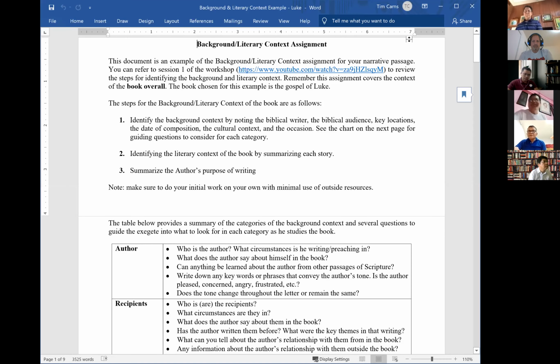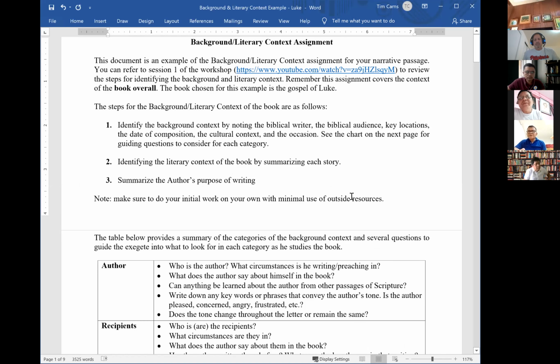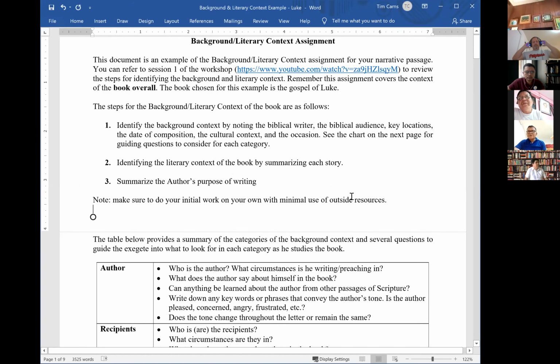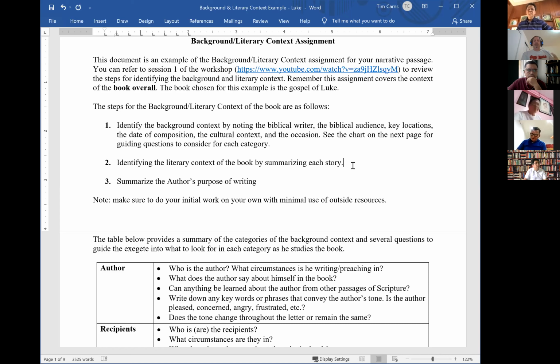This is an example from the book of Luke here. But it's the same format that you used for your Old Testament passage. It's the background and literary context. And again, if you remember, every book, except Psalms, has a background context. In Psalms, the book doesn't have one, but each psalm does. But every book of the Bible, except Psalms, has a background context, meaning it was written by a particular author to a particular person or group of people at a particular time, in a particular situation, in a particular culture.